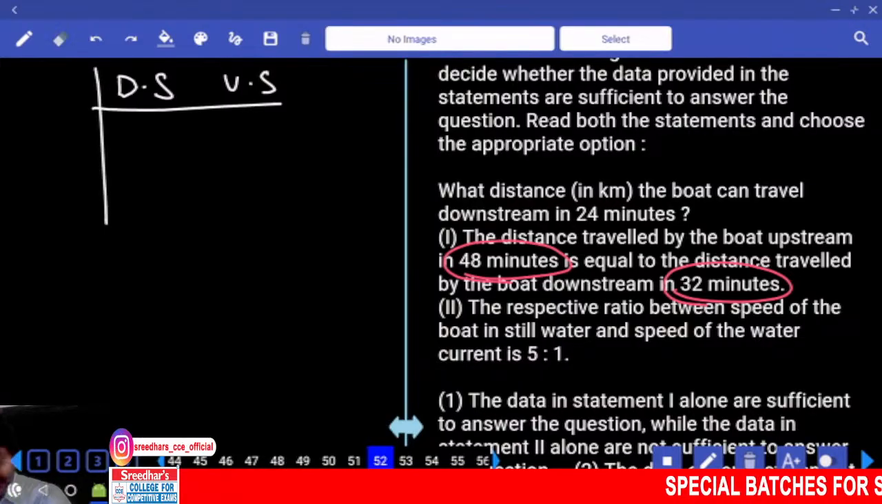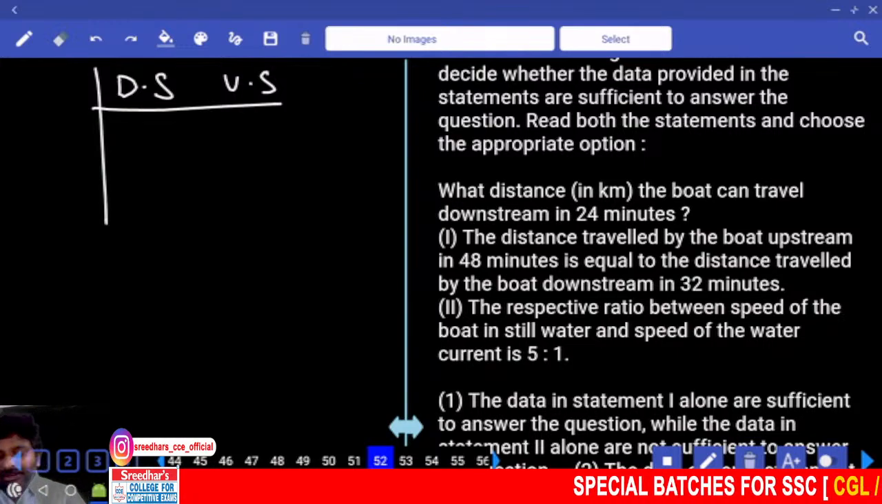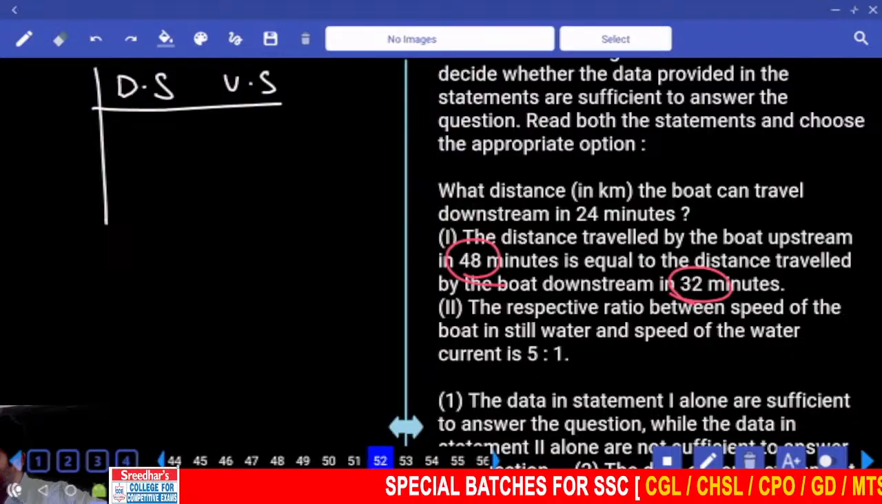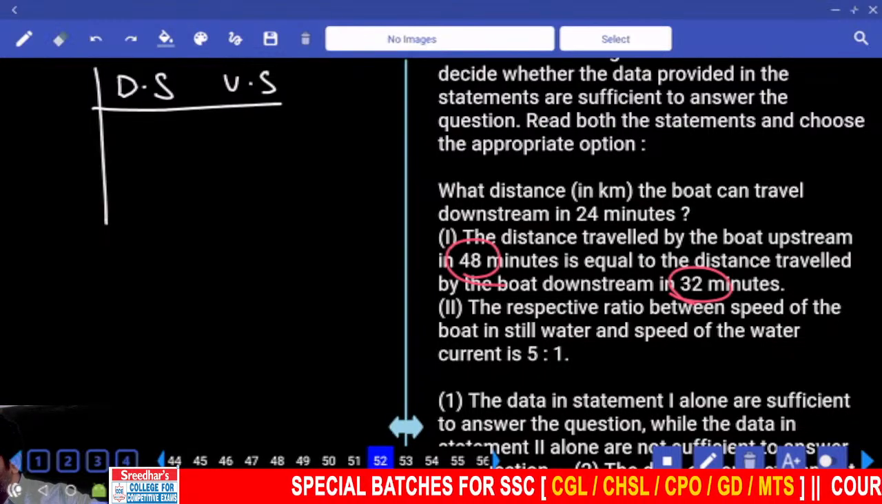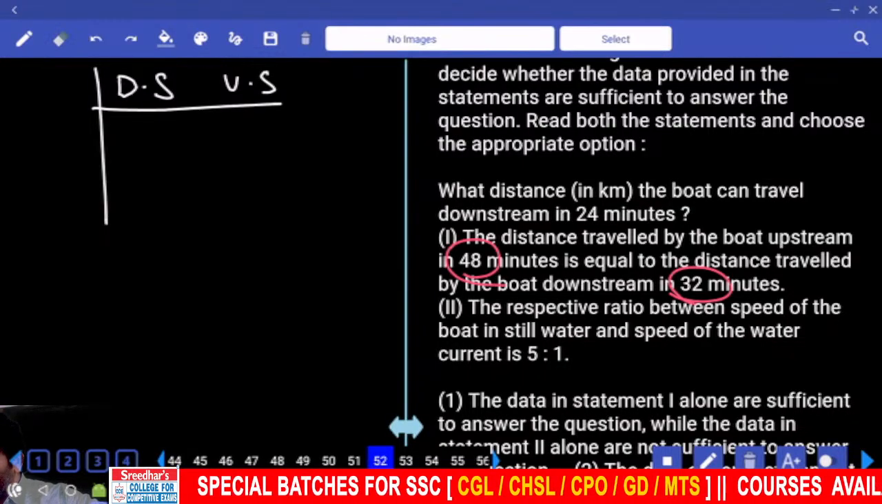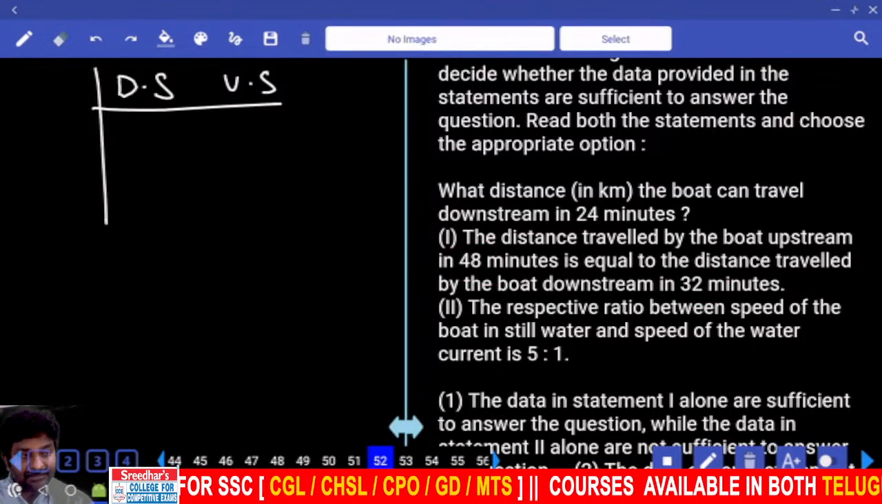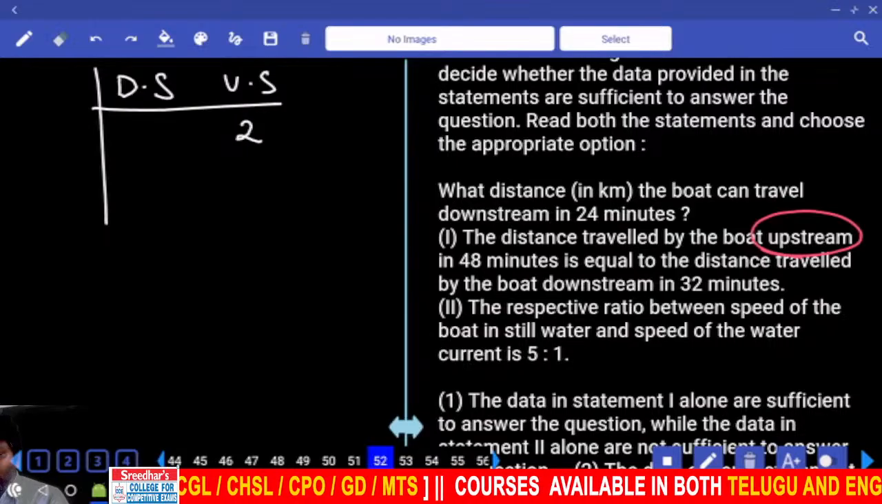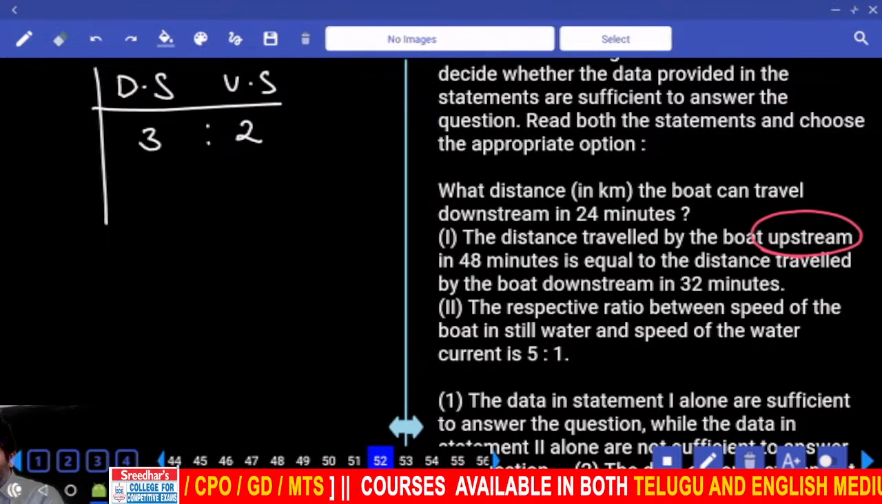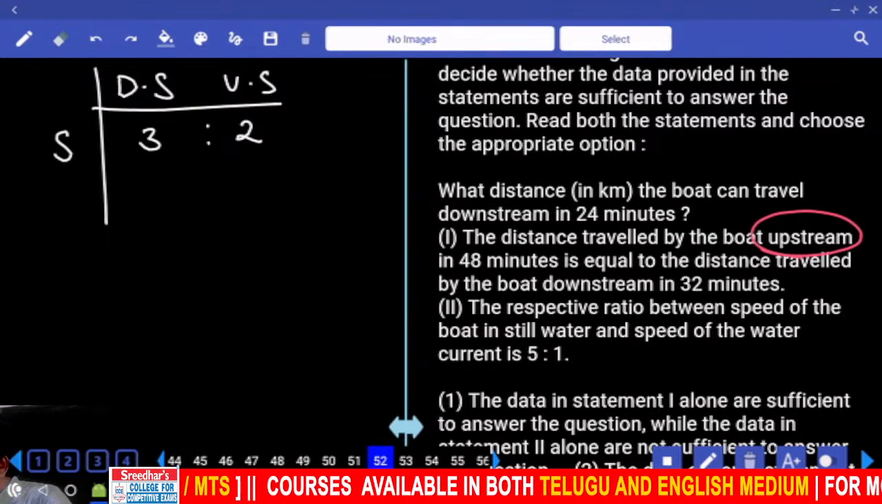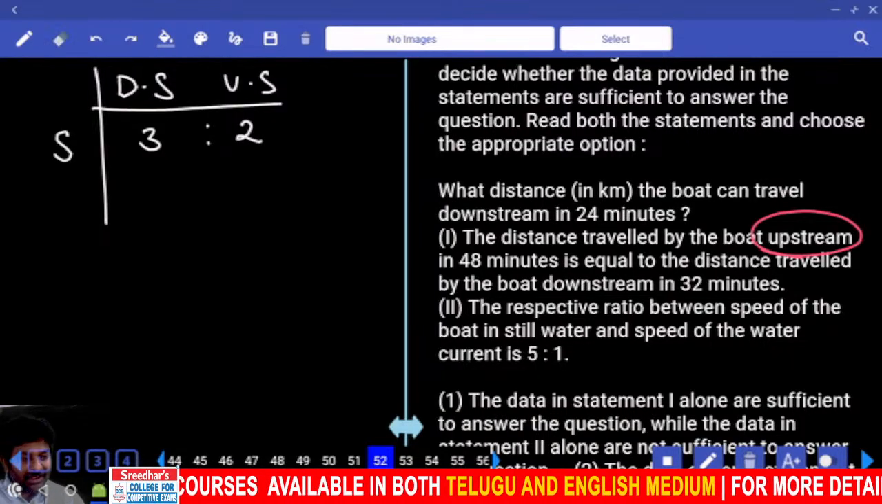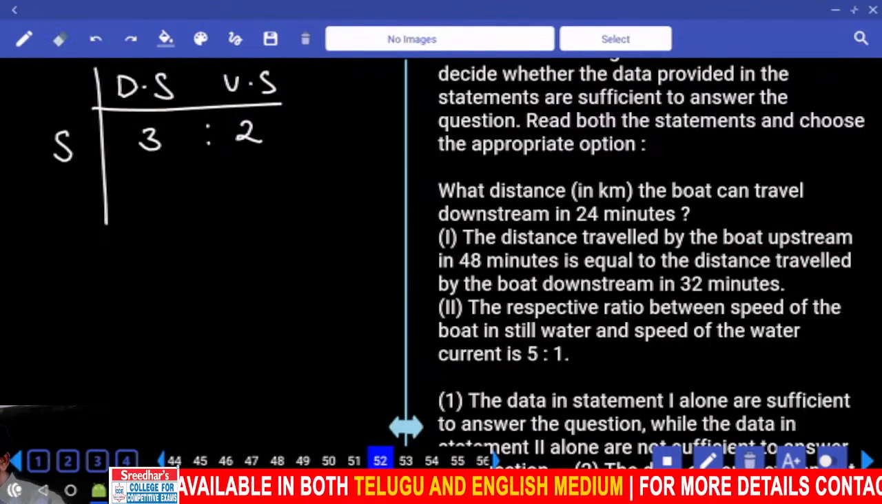Are you okay? Is this sufficient to answer the question? 48 and then 32, 3:2 is the time ratio, so the speed ratio is 2:3. Upstream 2 parts, downstream 3 parts, this is the speed ratio. Using this, we cannot calculate what exactly is the speed.